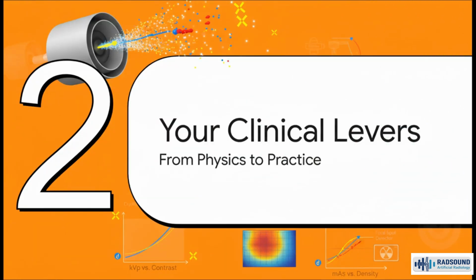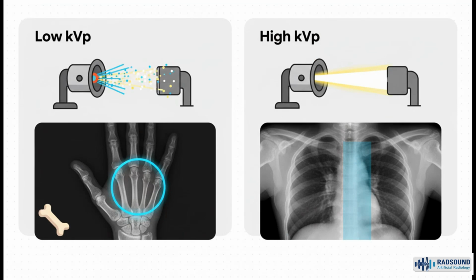But how does this actually help you on a Tuesday morning when you're trying to get a good portable chest? Well, it all translates to the 3 main levers you have at the console. These are your controls for image quality, for patient dose, and for sharpness. The first one, and you could argue it's the most important, is kVp. And with kVp, you are always facing a trade-off.